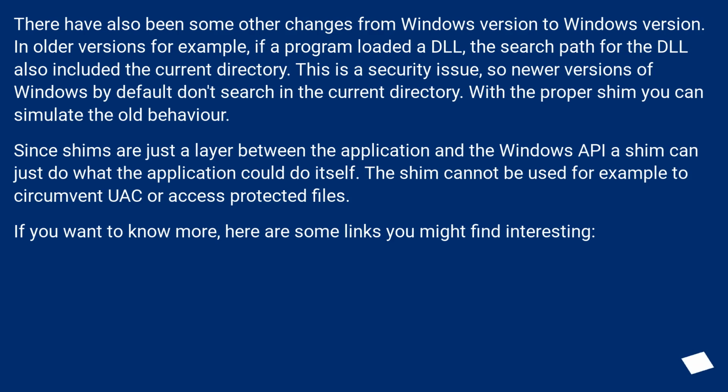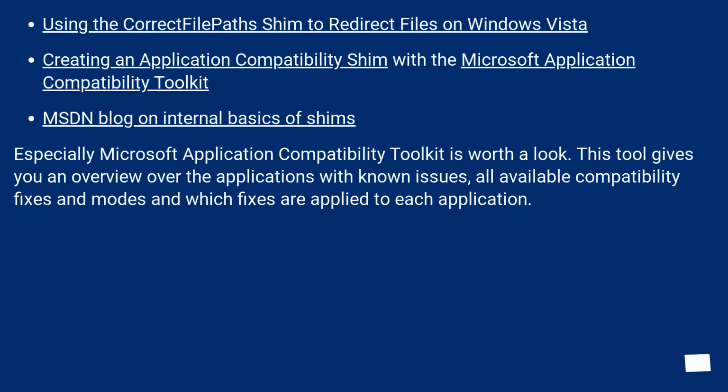If you want to know more, here are some links you might find interesting. Using the correct file path shim to redirect files on Windows Vista. Creating an application compatibility shim with the Microsoft Application Compatibility Toolkit. MSDN blog on internal basics of shims. Especially the Microsoft Application Compatibility Toolkit is worth a look. This tool gives you an overview of the applications with known issues, all available compatibility fixes and modes, and which fixes are applied to each application.